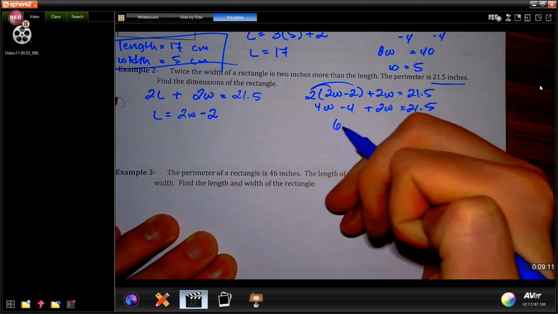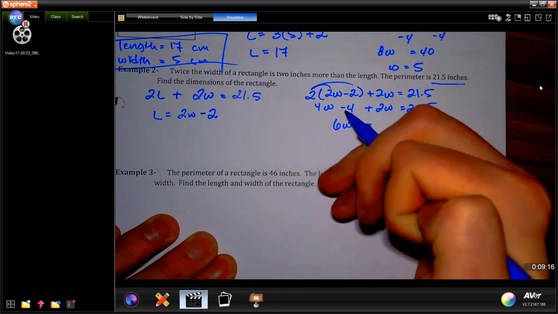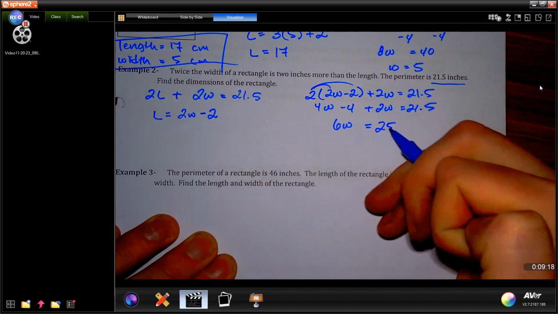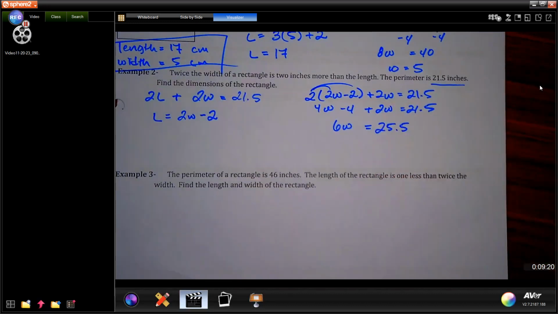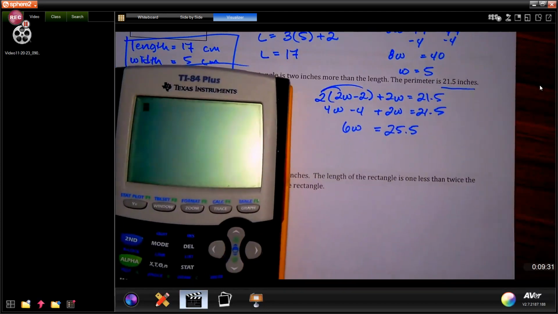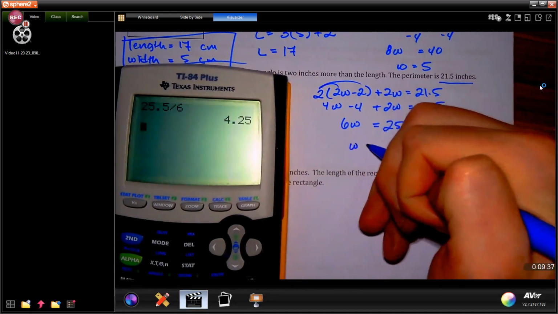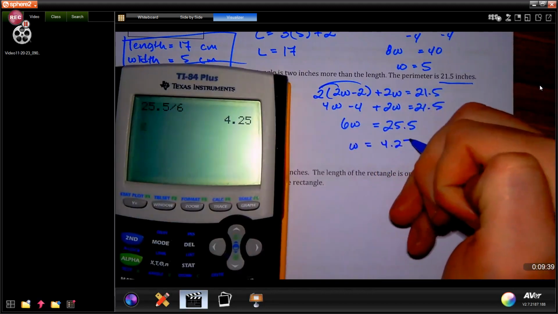Okay, so 6W equals, I'm going to add the 4 in the same step, so 4W plus 2W is 6W. Add the 4 to that side, that should give me 25.5. Okay, and then we're going to divide 25.5 by 6. Let's see what that is. 25.5 divided by 6, 4.25. So W is going to be equal to 4.25.